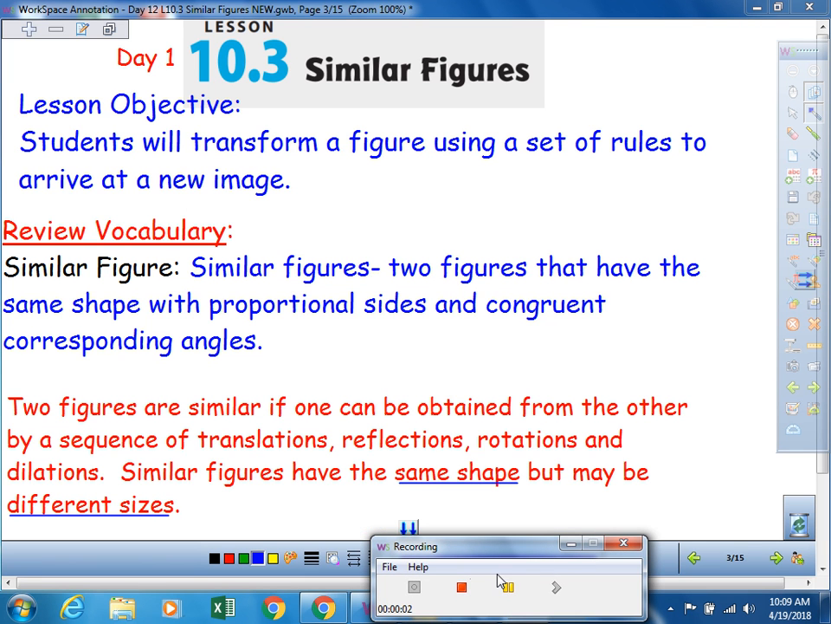All right. We are going to do, this is day 12. Day 12. We are going to transform a figure using a set of rules to arrive at a new image.